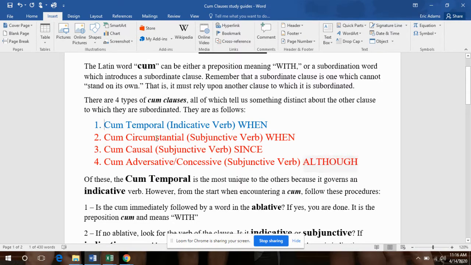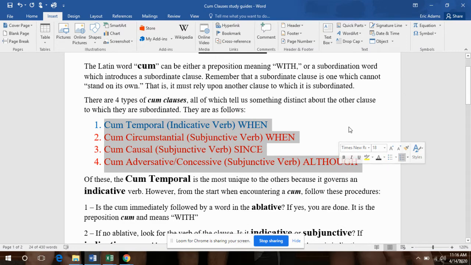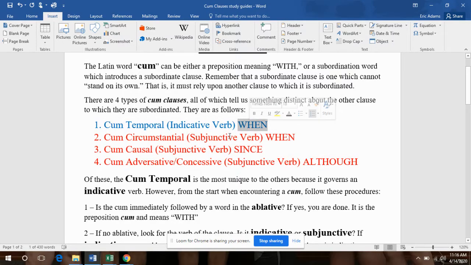And each of these cum clauses is telling you a thing about the main action. Cum temporal tells you the specific time when. Cum circumstantial gives you the general circumstances when. Cum causal gives you the cause, since. And a cum concessive gives you a concession, although.